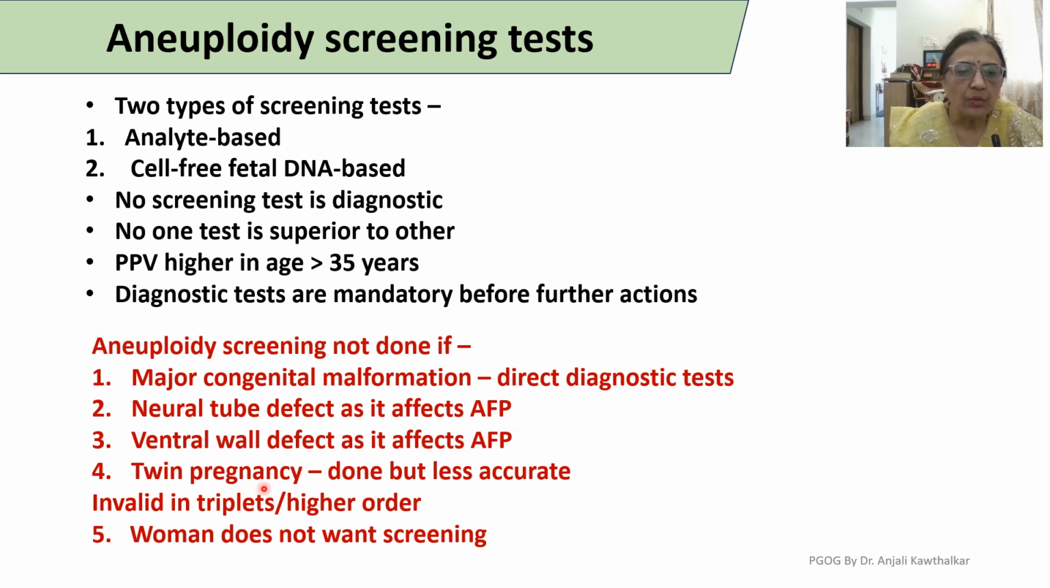In twin pregnancy, though we can do aneuploidy screening, it is less accurate as compared to singleton pregnancy, but it is invalid in triplets or higher order pregnancies because of the gross inaccuracy in these cases. And whenever a woman does not want screening, we should not force it, which is another important concept. The decision should be entirely the woman's decision. We have to counsel, we have to provide the information, and at the end of the discussion, it is up to the woman to decide whether to go ahead with a screening test or diagnostic test or not.